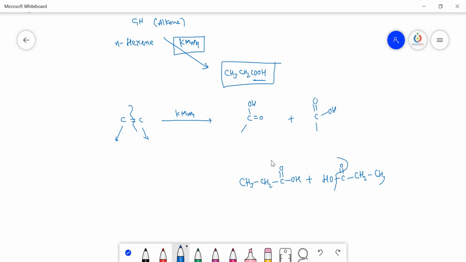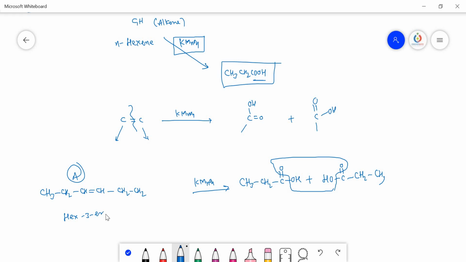Now our duty is to remove these extra things added after the reaction with the KMnO4 and join these 2 carbon atoms by a double bond, so that we will get the original alkene molecule: CH3, CH2, CH double bond CH, CH2, CH3. So the name of the compound A is hex-3-ene. This is hex-3-ene.